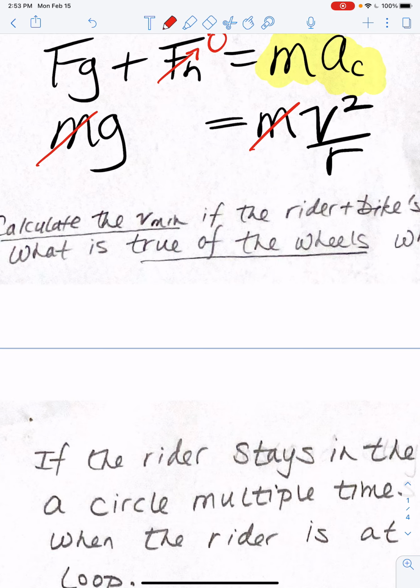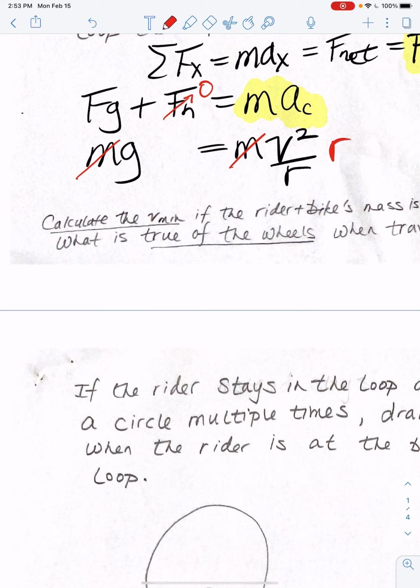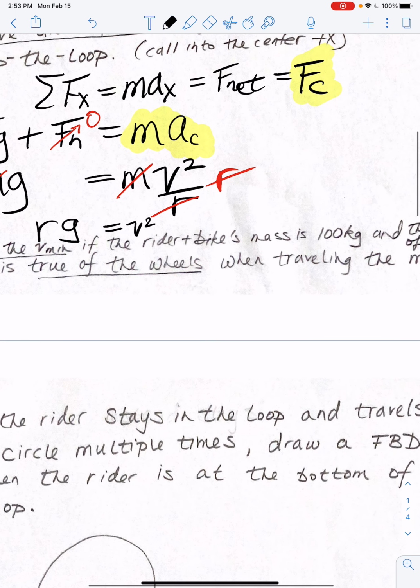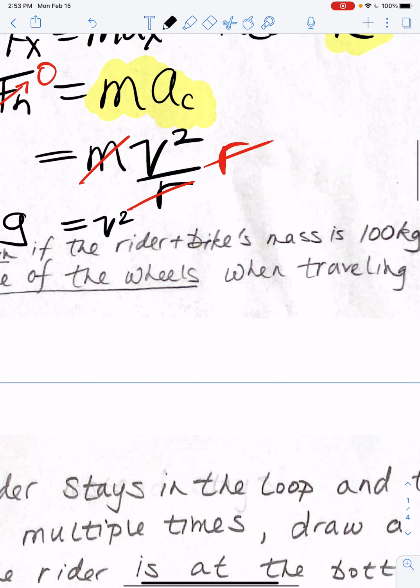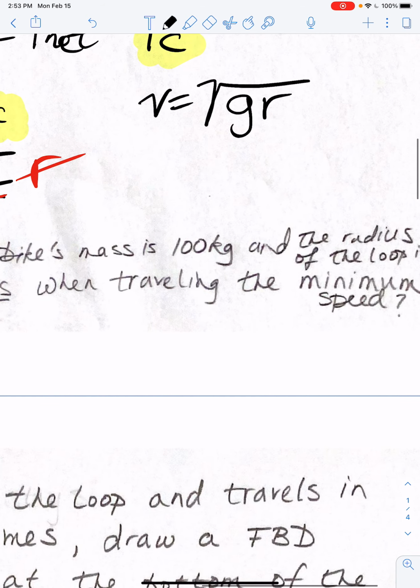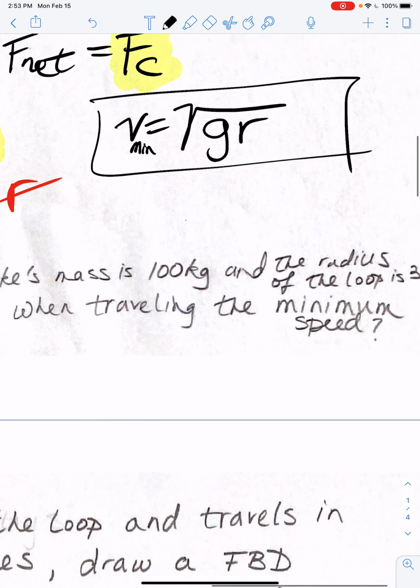All right, let's multiply both sides here by r and get that off the bottom. So we end up with v squared equals rg. And then we can just take the square root there, right? Because we have v squared equals rg. So V equals the square root of gr, or rg, whatever you want to say. And this is going to be the minimum speed to travel the loop.